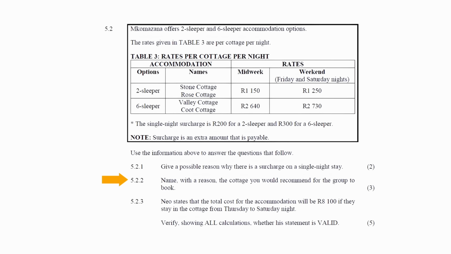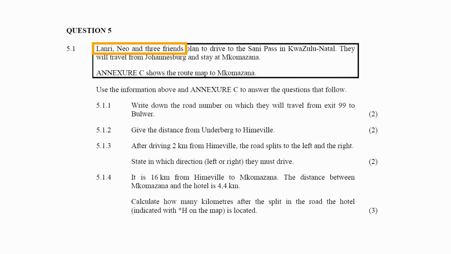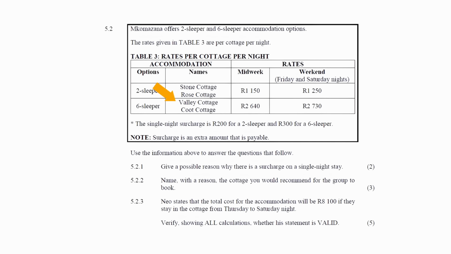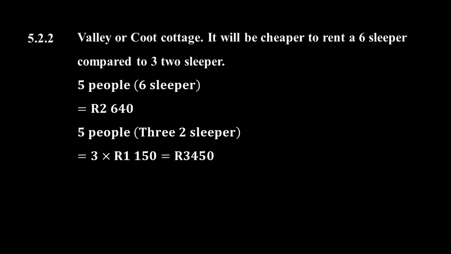In question 5.2.2, you have to name with a reason the cottage you would recommend for the group to book. According to the information given in question 5.1, we know that there are a total of 5 friends. Thus, the Valley or Coot cottage will be suitable for a group of this size. The reason for this recommendation is that it will be cheaper to rent a 6-sleeper compared to 3 2-sleepers.